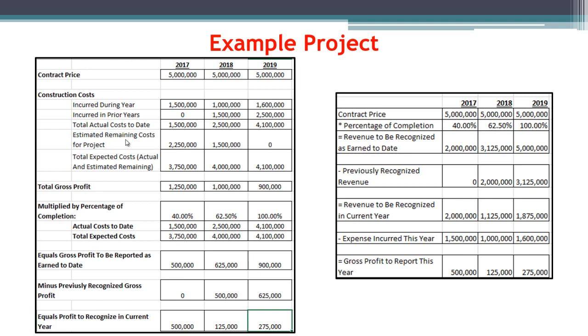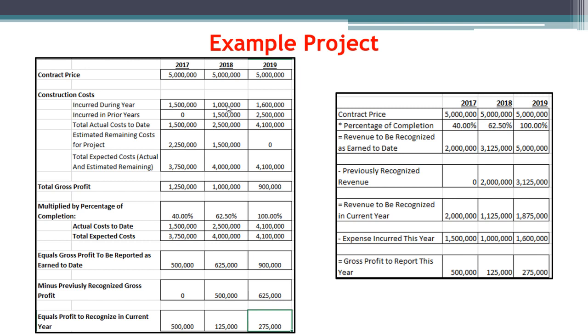So the other thing that will be given to you generally is the estimated remaining costs for the project. So this could change over time. By the time we get to the end of the third year or the last year, this has to be zero. But notice, again, this will change over time. In fact, if we take a look at this, at the end of 2017, we said, hey, you know what? We think we have $2,250,000 in costs left for the project.